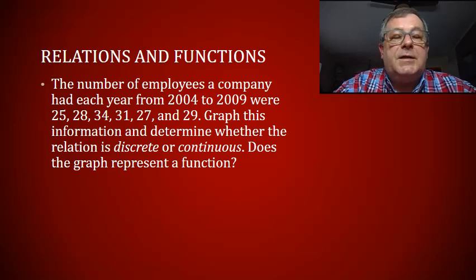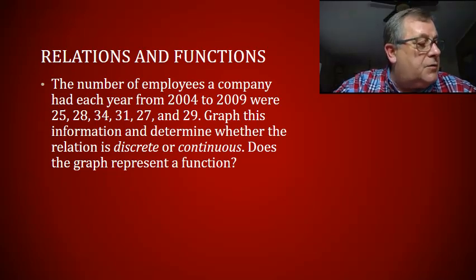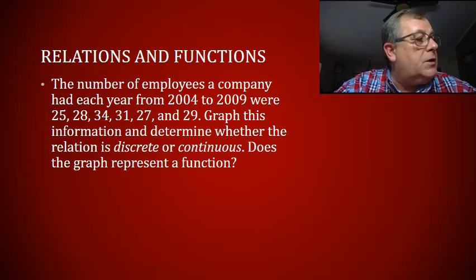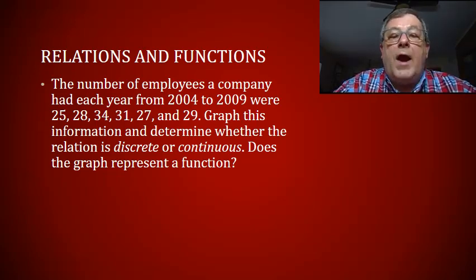What I have here on this slide comes from page 63. This is real world example 2, at the top of the page. Let's read what we have here. It says the number of employees a company had each year from 2004 to 2009 were 24, 35, 31, 27, and 29. Graph this information and determine whether the relation is discrete or continuous. And does this graph represent a function?